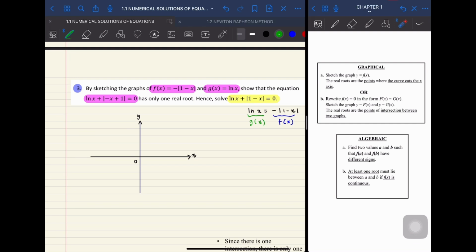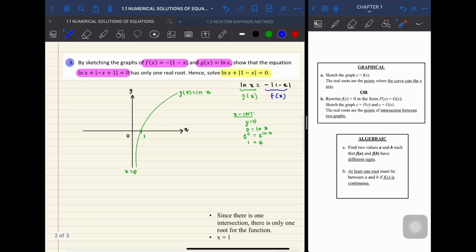ln x is also a basic shape. It is going to look like this, with vertical asymptote x equals 0. So this is x equals 0. You can find the intercept over here. This is your g(x), ln x. The x-intercept is when y, or g(x), equals 0. So 0 equals ln x. e to the 0 equals e to the ln x. So 1 equals x. So here is 1, x equals 1.